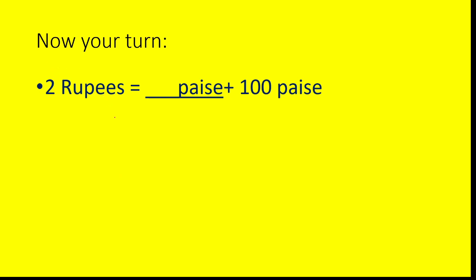Now here it's your turn. You have to write the answer, children. 2 rupees equals dash paise plus 100 paise. What will you write here, children? Let's check whether you are correct or not. So I think you all are correct, and here the answer will be 100 paise plus 100 paise equals 2 rupees. That will be equal to 200 paise.